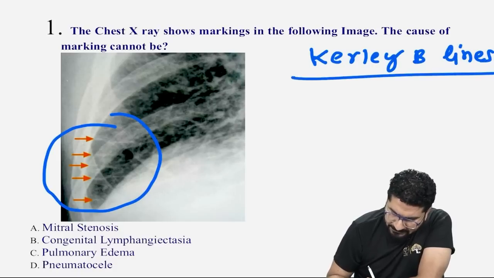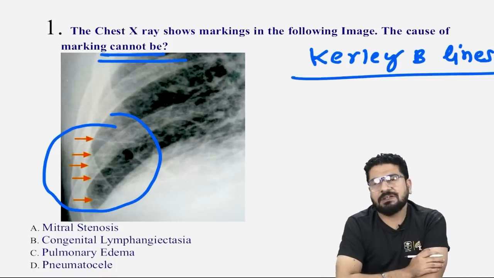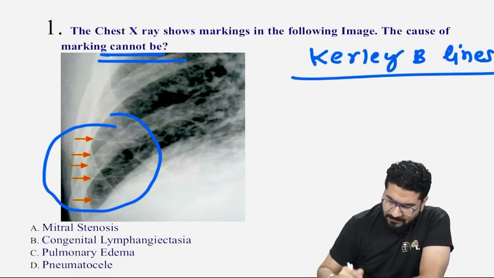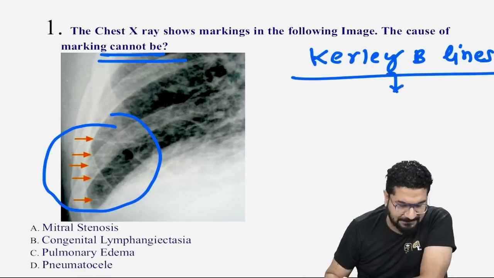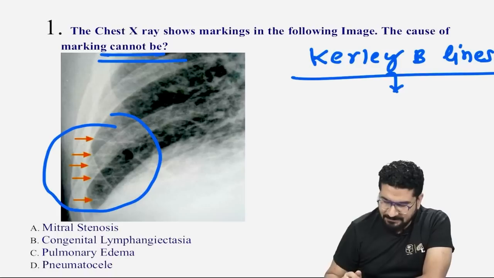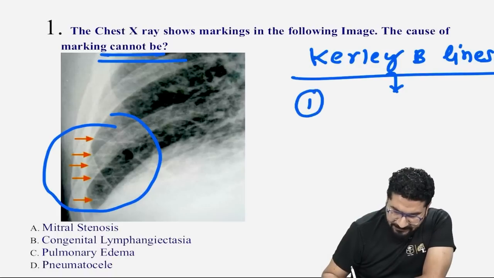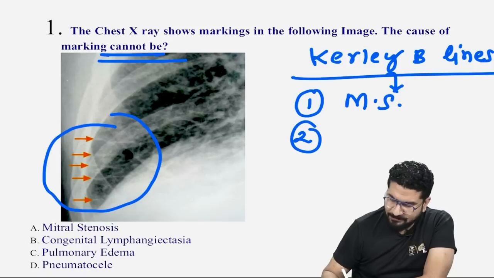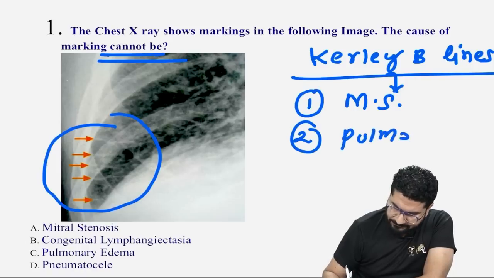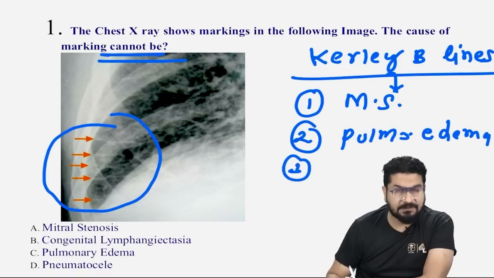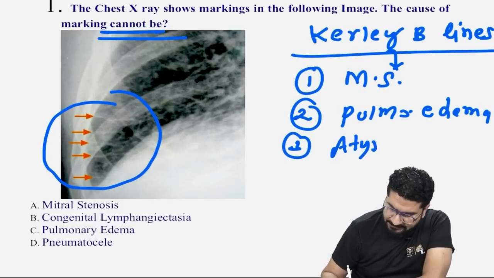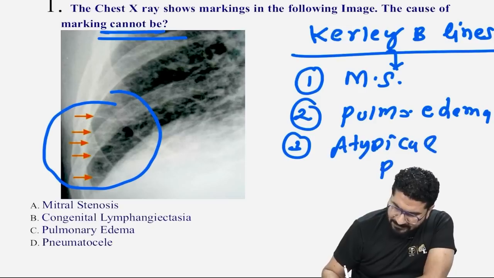So the cause of the marking cannot be... See the question carefully. They are asking you what cannot be. Simple, they are asking you a question like all are causes of Kerley B lines except. So we should know where we see Kerley B lines. These are arrows pointing toward these Kerley B lines, and we see these lines in conditions like mitral stenosis. Sometimes you can see this in pulmonary edema. You can see these Kerley B lines sometimes in atypical pneumonia. Atypical pneumonia means it could be either viral or mycoplasma pneumonia.